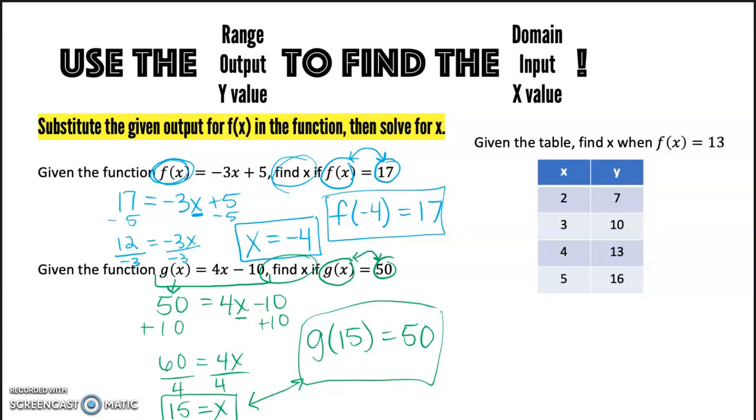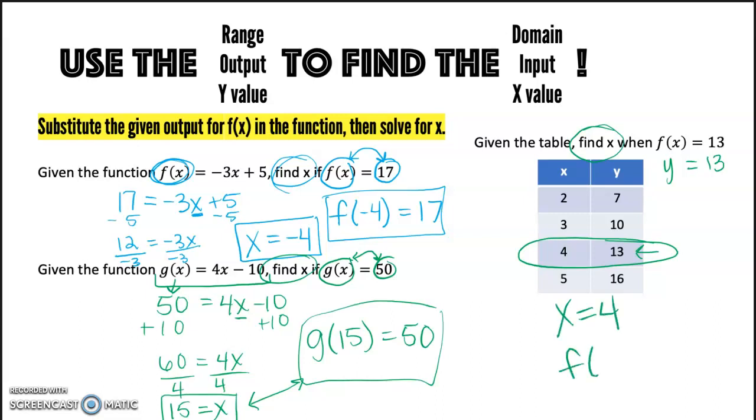All right, last but not least, given the table, find x when f of x equals 13. F of x is, again, just another way of saying y. So find x when y equals 13. So I'm just going to look at the y column. I see y is 13 right here. This is where my focus is. When y is 13, x is 4. So I can say f of 4 equals 13.